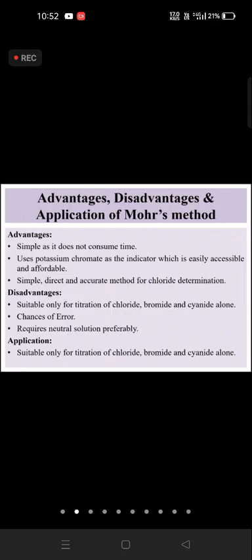For carrying out Mohr's method of precipitation, the pH of the solution which you are using should be neutral in nature. So if it is acidic or alkaline, then it will not give proper results. And the application of Mohr's method: it is suitable for the titration of chloride ion, bromide ion and cyanide ion. So any doubt regarding this slide?